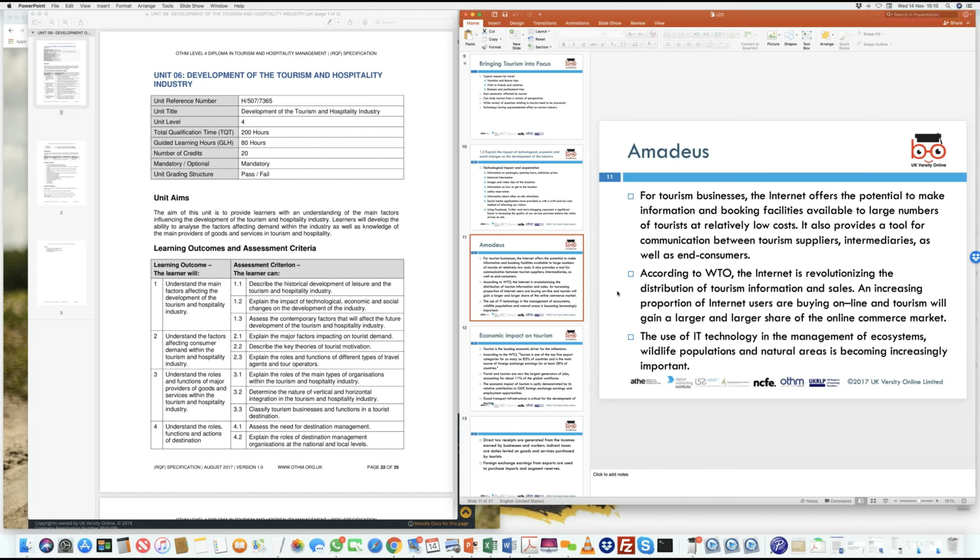There are a couple of other software systems available, but one such centralized system which has become very popular, and is used by businesses, hotels, and resorts to look at booking and information availability for customers across the globe, is Amadeus. And this highlights the significant impact technology is having on the tourism sector.